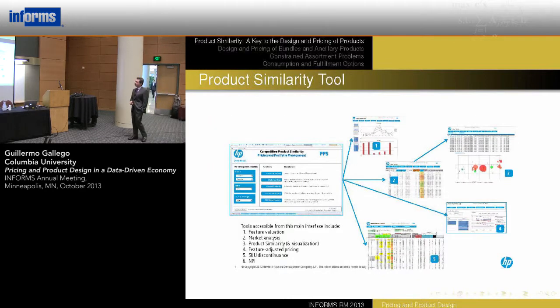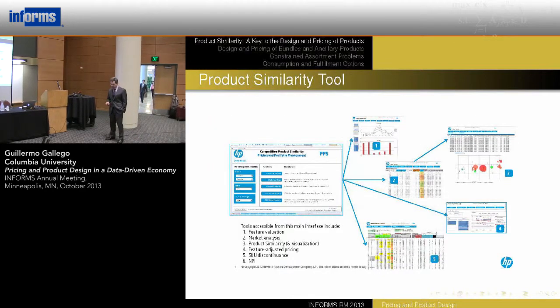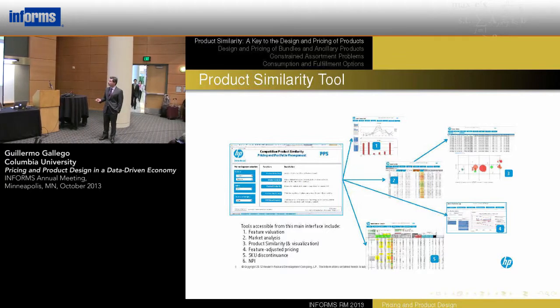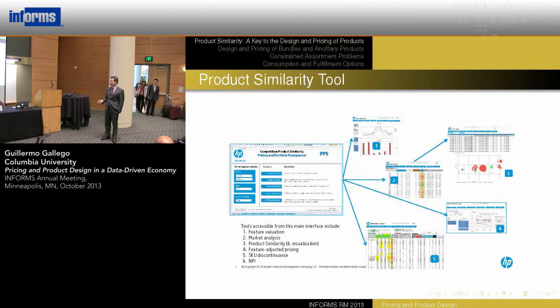And so we built at HP a product similarity tool based on these ideas that has feature evaluation, market analysis, feature adjusted prices. It's used for SKU discontinuance and for new product introduction. Where possible, we fit demand models and come up with price recommendations. But even where demand models do not fit, the tool is still quite useful.